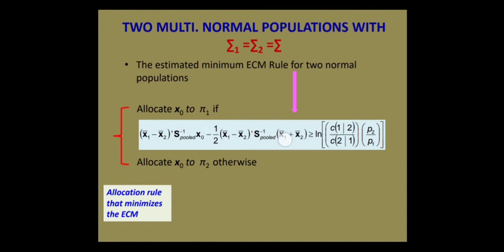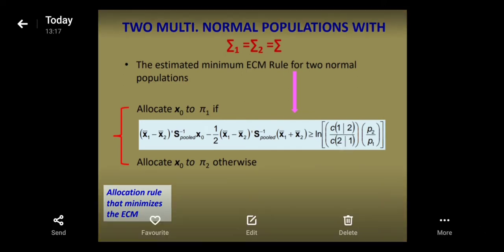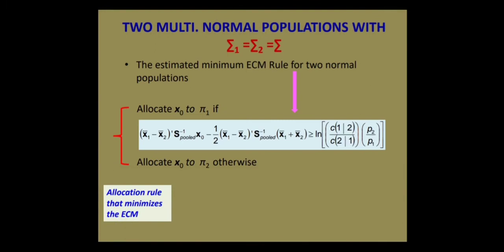If this part more than or equal to ln of, find the misclassified ratio, which is the C1 given 2 divide C2 given 1. You know what is this mean from the previous lesson. Multiply dengan dia punya prior probability P2 divide dengan P1. If this part is more than the ln of the misclassified cost ratio, multiply dia punya prior probability ratio. Kalau more than or equal, so kita allocate the newcomers tadi to pi 1.